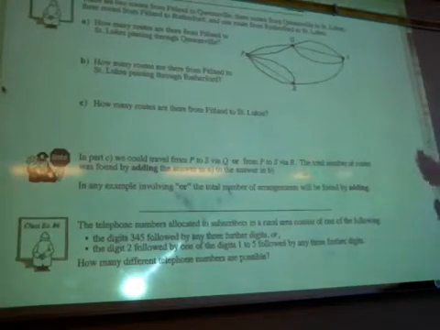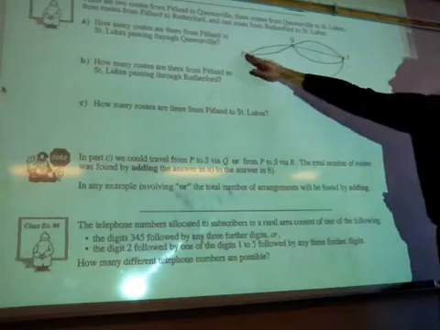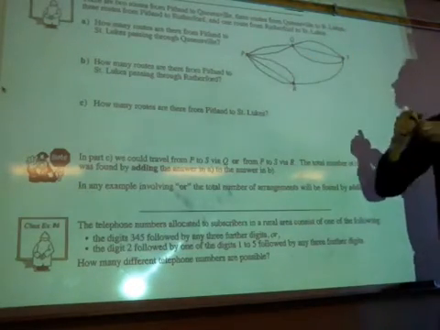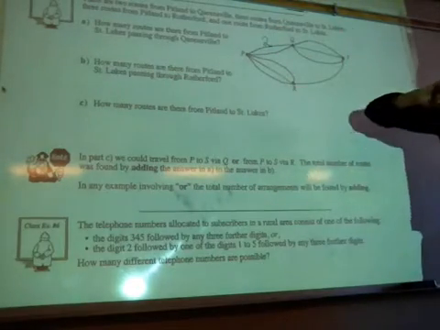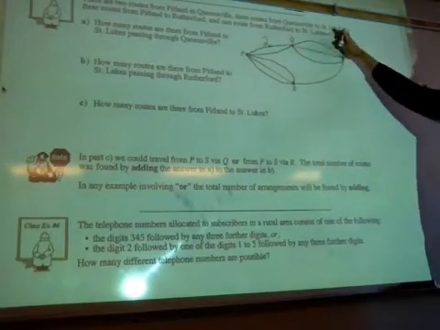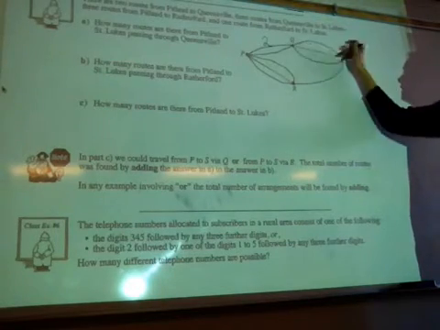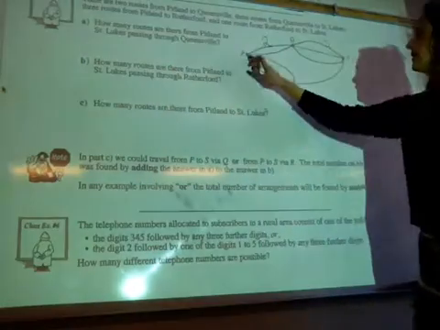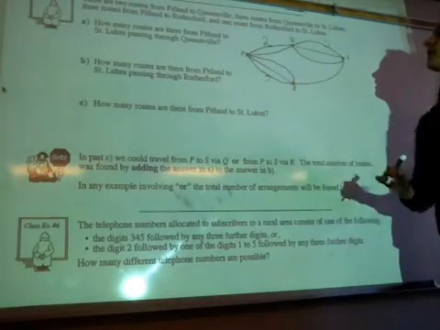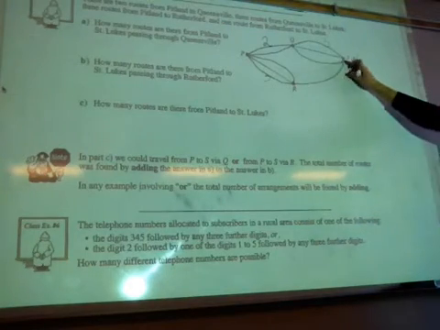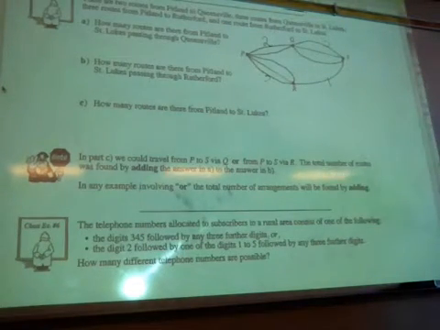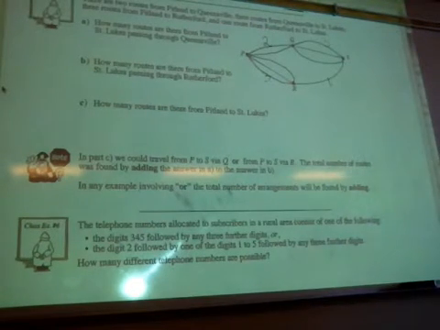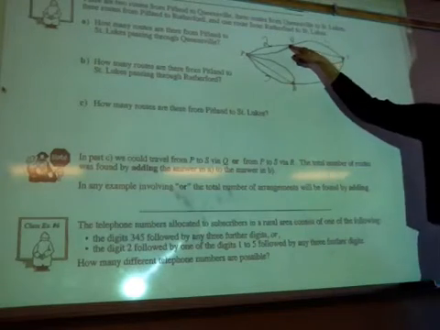Okay, keep rolling, guys. There are 2 routes from Pitland to Queensville, so 1, 2. There are 3 routes from Queensville to St. Luke's, 1, 2, 3. There are 3 routes from Pitland to Rutherford, 1, 2, 3. And 1 route from Rutherford to St. Luke's. How many routes are there from Pitland to St. Luke's passing through Queensville? So from P to S passing through Q.